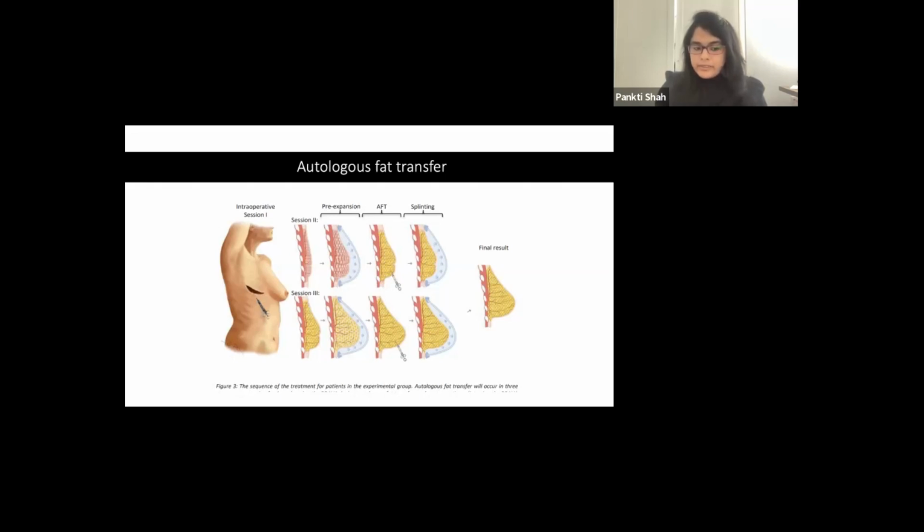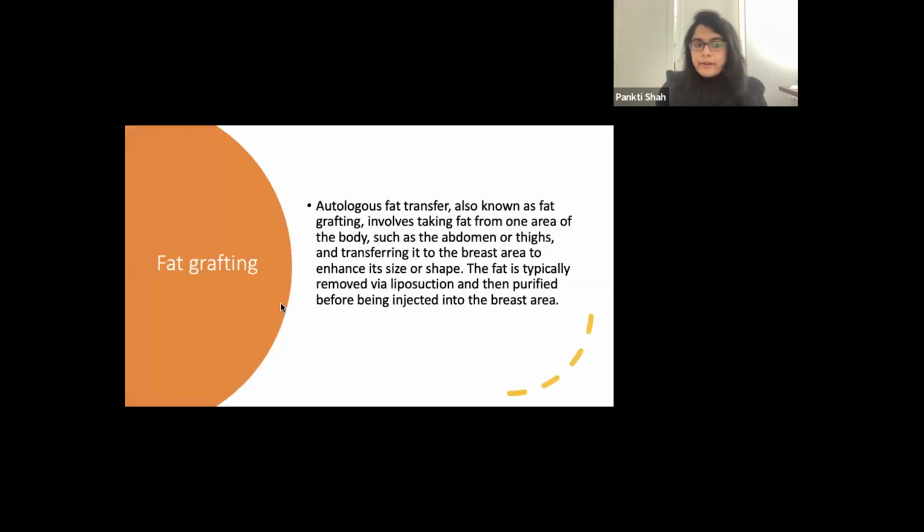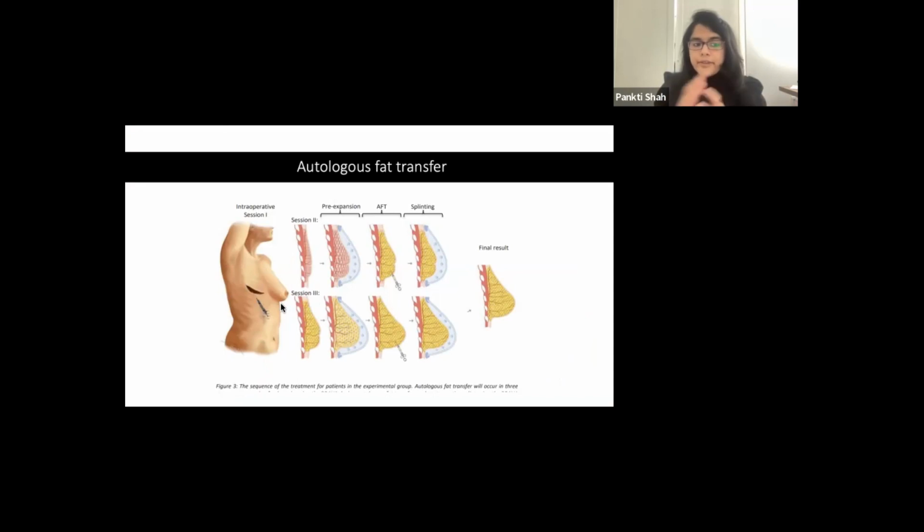In the second procedure, patients are asked to wear the Brava external breast tissue expander for a minimum of 10 hours per day for 4 weeks. This helps to expand the breast tissue and prepare it for the fat transfer. It creates the space where we can insert the fat. So the second AFT procedure will be performed after the breast tissue has been expanded.